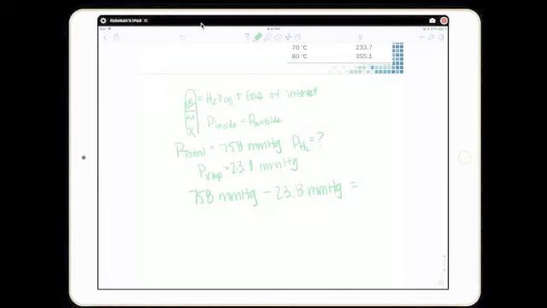So anytime you do any reaction where you collect a gas in a tube, you're going to be using Dalton's Law of partial pressures in your math. So I have 758 minus 23.8, which is equal to 734 with my sig figs. Millimeters of mercury is my answer.